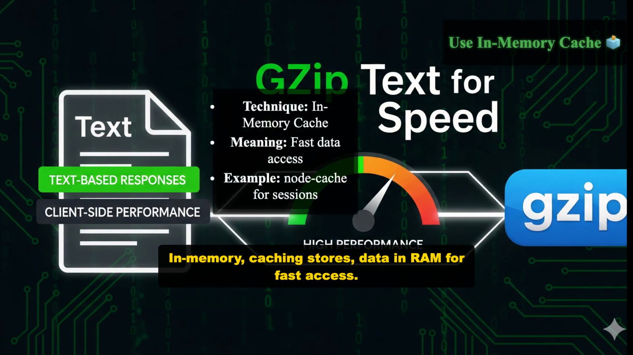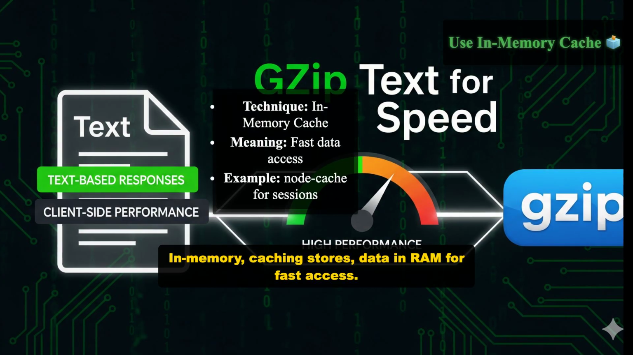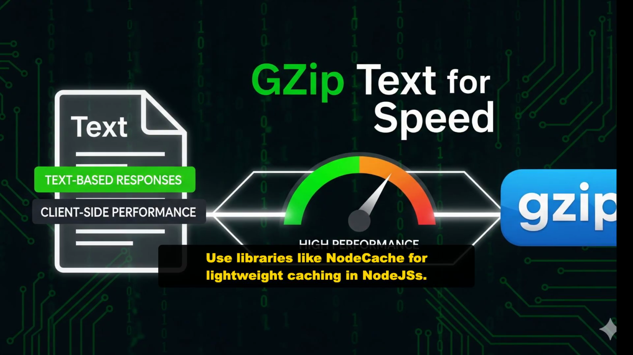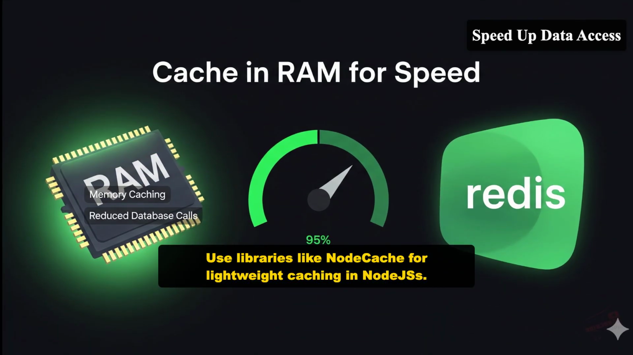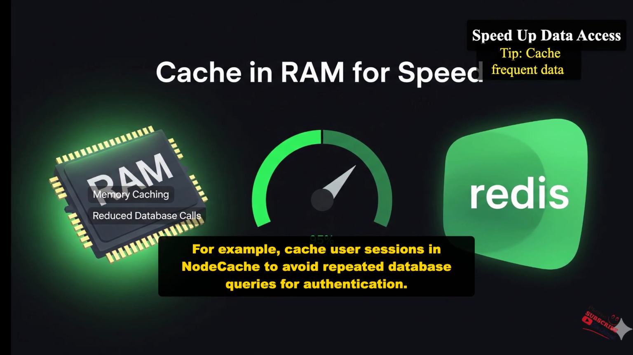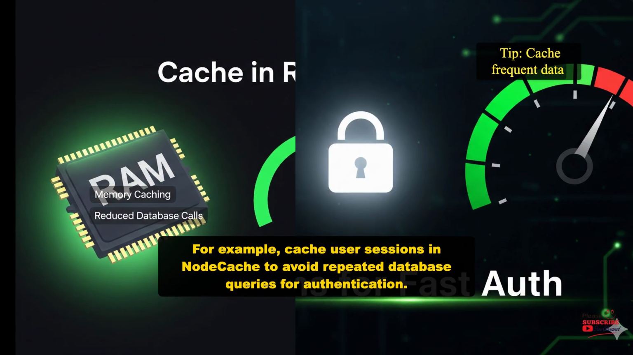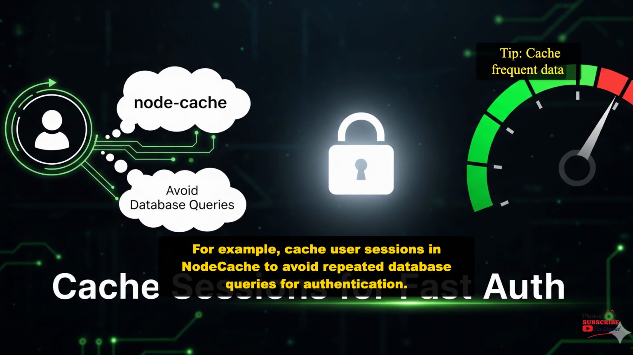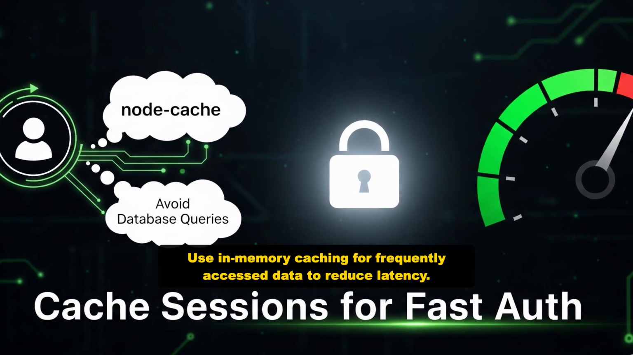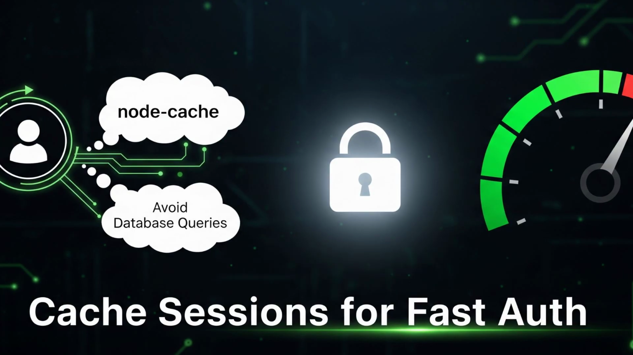In-memory caching stores data in RAM for fast access. Use libraries like node-cache for lightweight caching in Node.js. For example, cache user sessions in node-cache to avoid repeated database queries for authentication. Tip: Use in-memory caching for frequently accessed data to reduce latency.